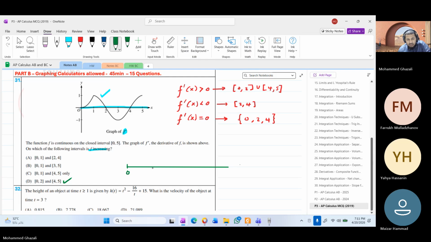Where are all the important points? 0 to 4, and the graph stops at 5. Okay, so now remember, this is the interval for f prime x. This is the number line for f prime. So when is it positive? It's positive between 0 and 2. Positive means the graph of f is increasing, right?